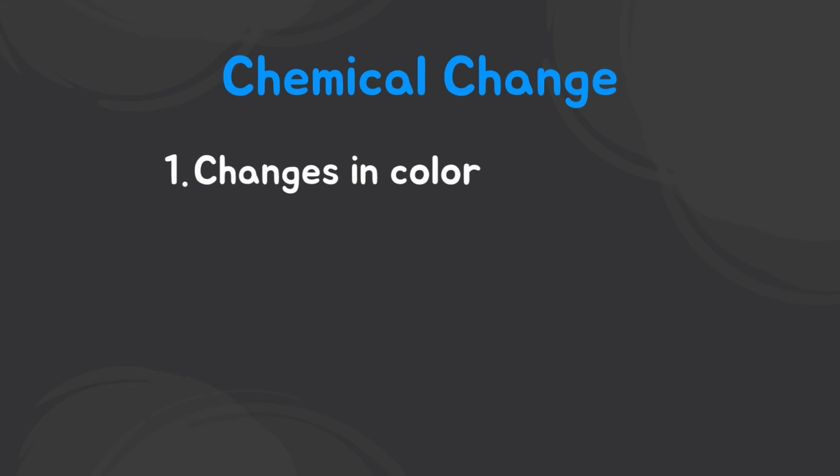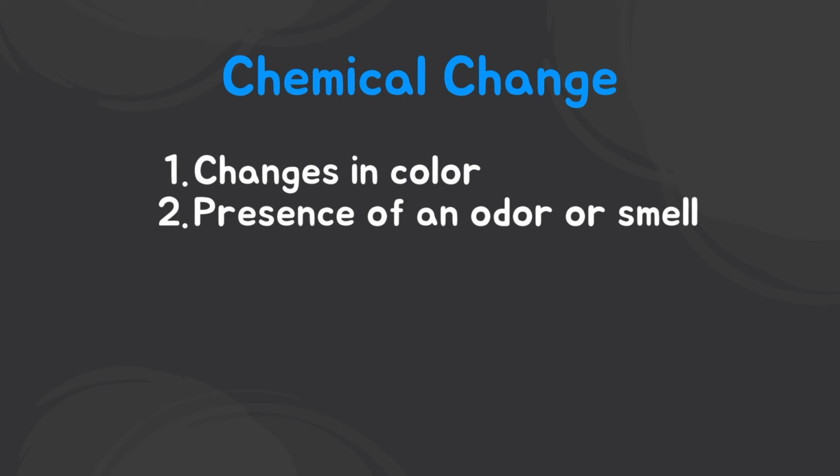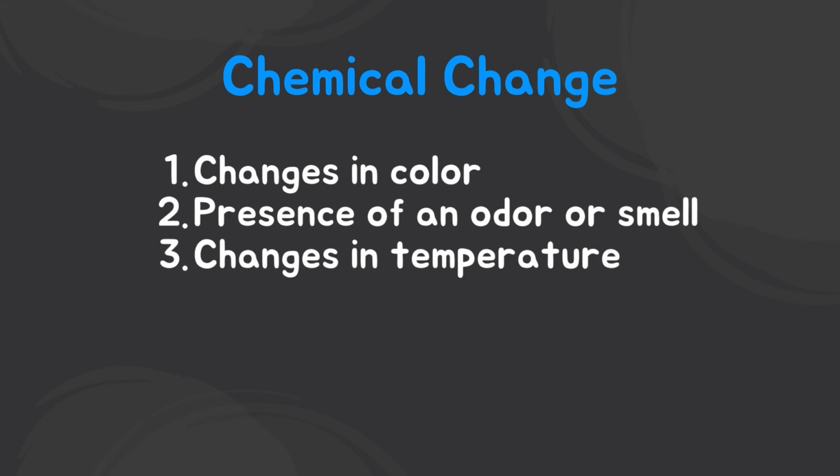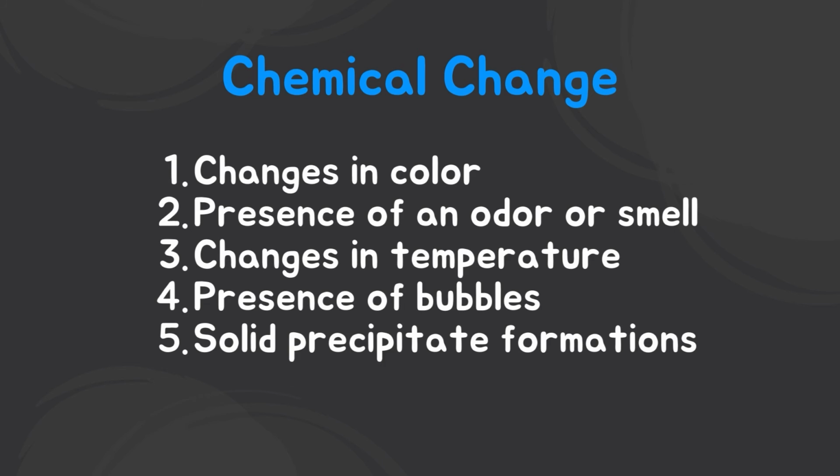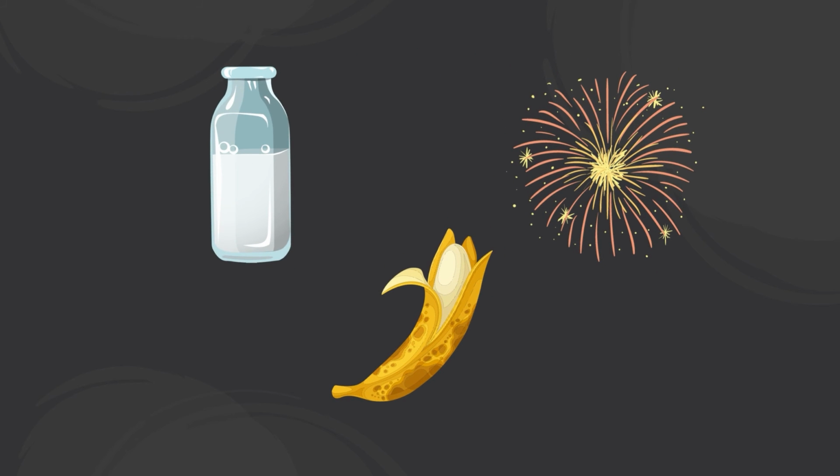Chemical changes, on the other hand, are what happens to the final product when a chemical reaction takes place. Some of these chemical changes can be changes in color, presence of an odor or smell, changes in temperature, presence of bubbles. A solid precipitate can also form at the bottom where the liquids are reacting. Examples of chemical changes are sour milk, a rotten banana, and fireworks.